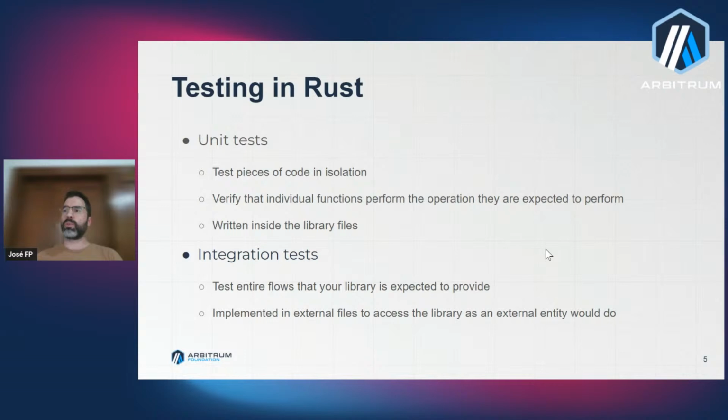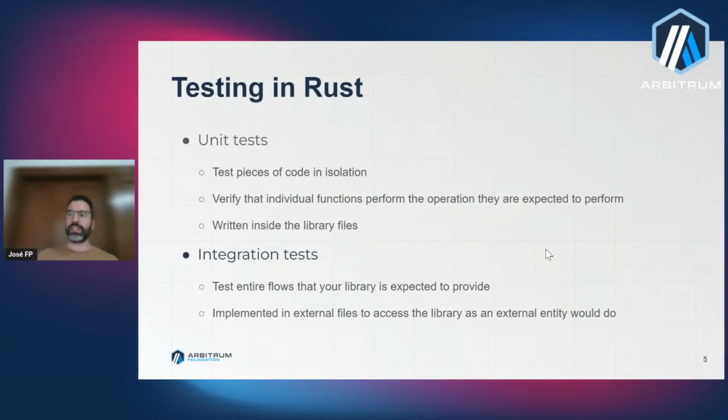So, we have 2 types of tests that we usually implement when writing a library or a smart contract. We have unit tests and integration tests. Unit tests verify pieces of code in isolation. Think of unit tests like tests that you can write for individual functions in your library, right? So you have a library, you have, I don't know, multiple functions. So you usually write unit tests for each of the functions. You verify that for a given input, you get the expected output, right? And those unit tests are written inside the same file that contains the function that you're testing. That's how Rust does it.